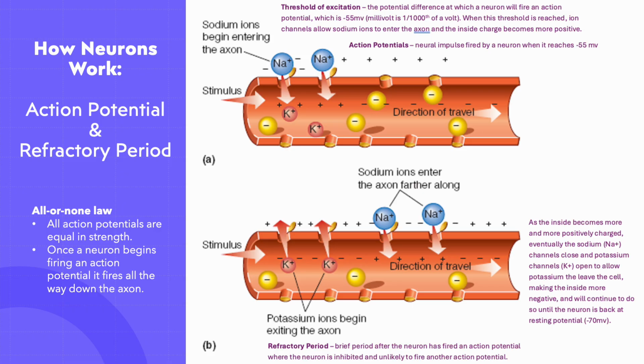To do this though, your neuron has to reach what we call a threshold of excitation. This is the potential difference at which your neuron will fire those action potentials, and that difference is negative 55 millivolts. And 1 millivolt is 1/1000th of a volt. So when the threshold of excitation is reached, that negative 55 millivolts, ion channels on your axon will open up to allow the sodium ions, the Na positive ions on the outside, to enter into the axon.